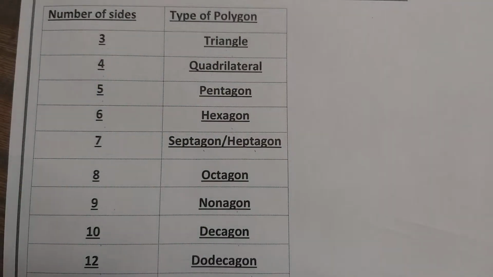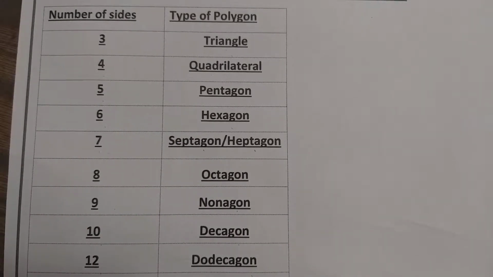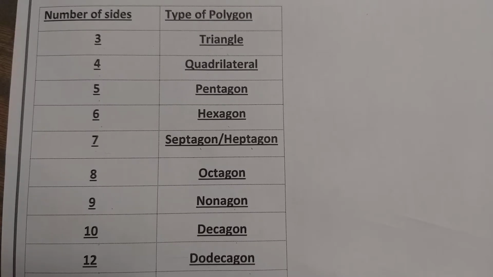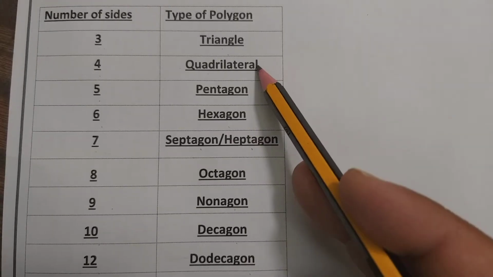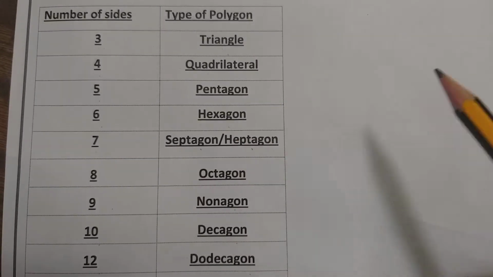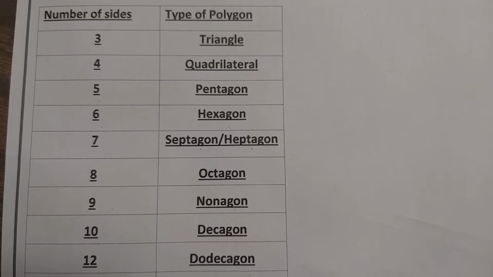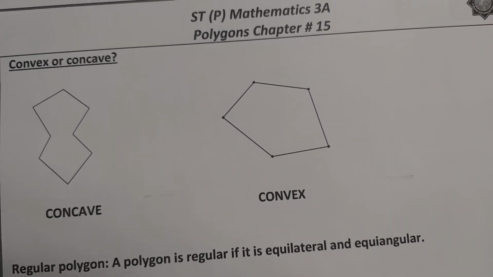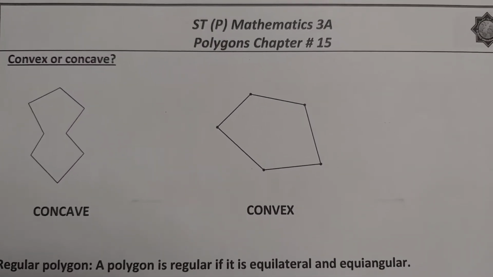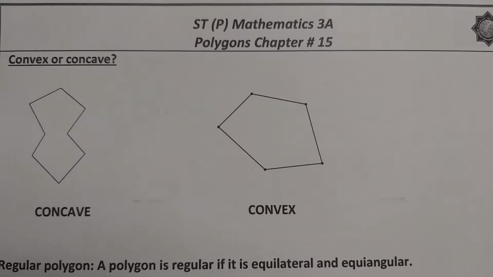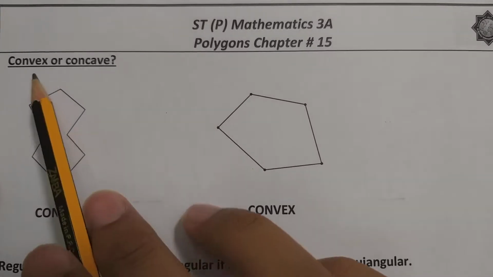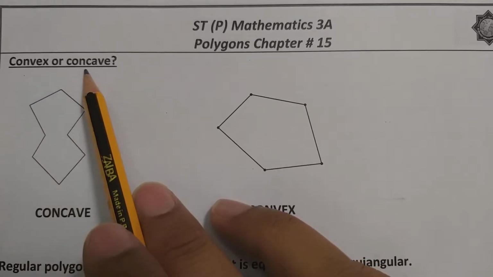You should remember all of this, and these names help you to find solutions in polygons and to recognize which kind of polygon it is. It is a triangle, quadrilateral, pentagon, hexagon, septagon, or octagon, and so on, any one of them. So you should remember them. Polygons are based on 2 types. One is called convex, the other one is called concave.